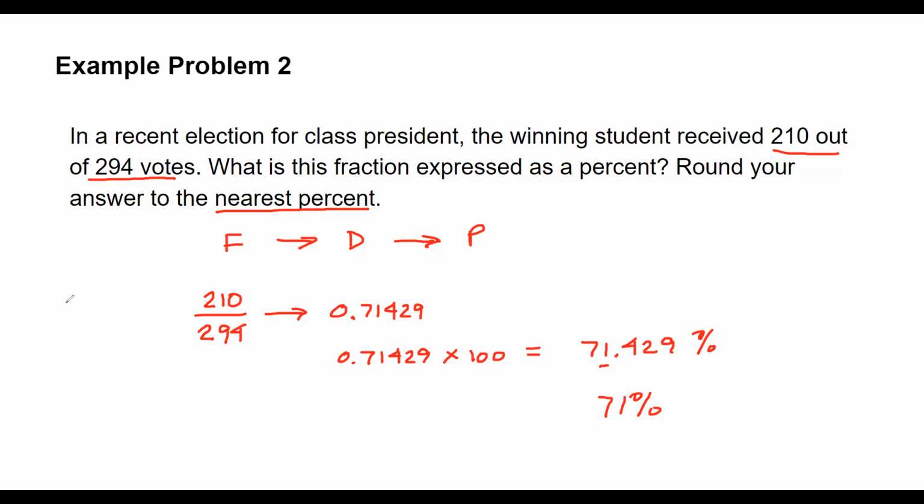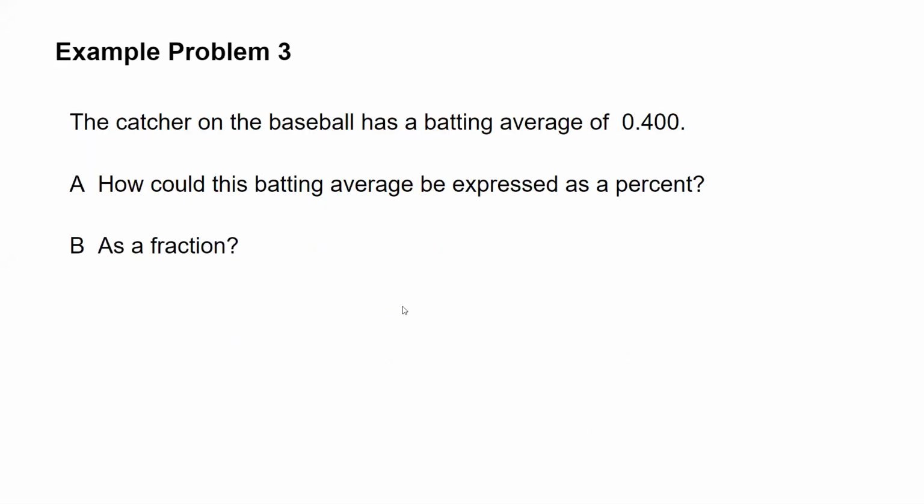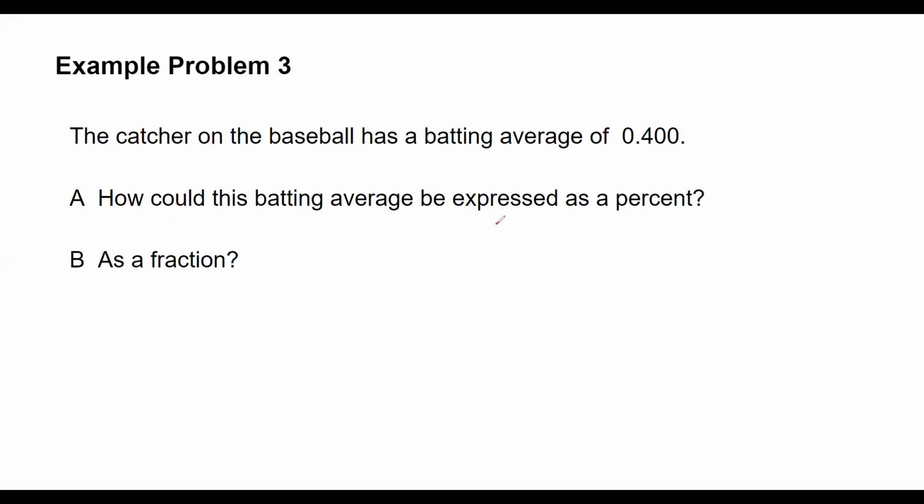All right, one more. The catcher on a baseball team has a batting average of 0.400. How could this batting average be expressed as a percent? And B, as a fraction. So let's work on A first. This isn't too bad. We have a decimal. We convert a decimal to a percent by multiplying by 100, and we get the answer 40%. So 40% is equivalent to the decimal 0.400.